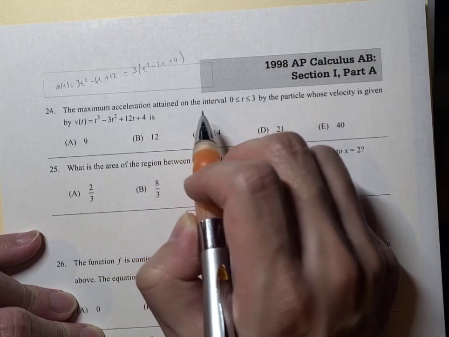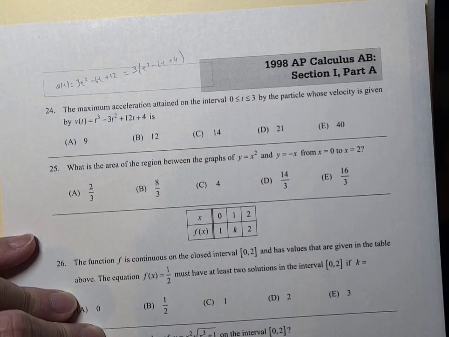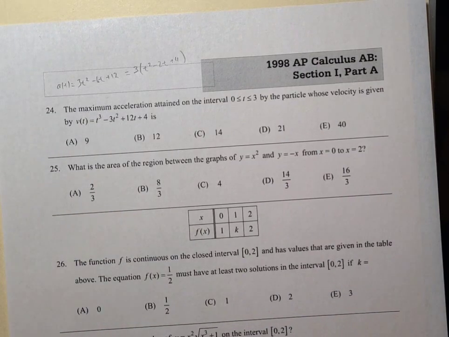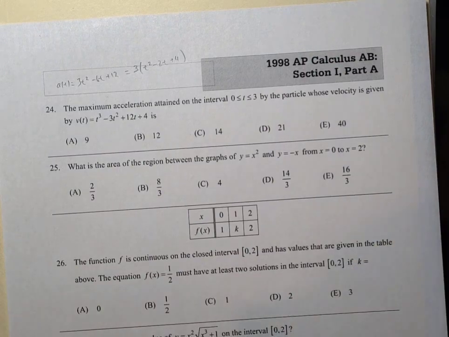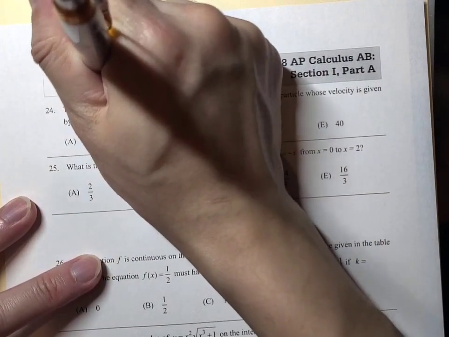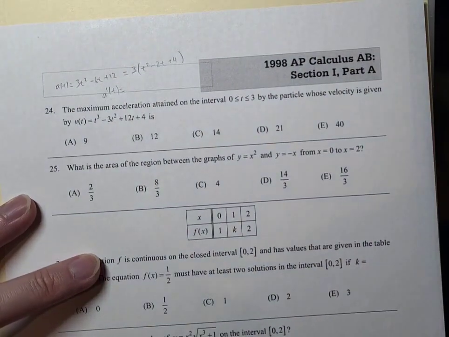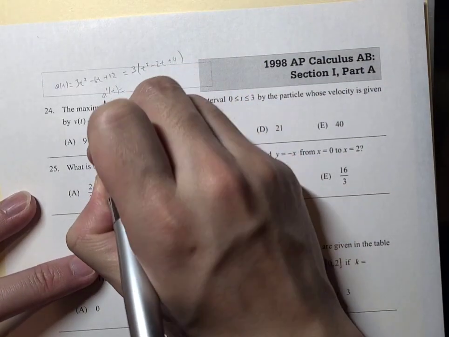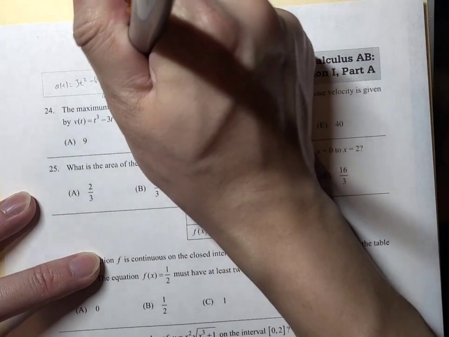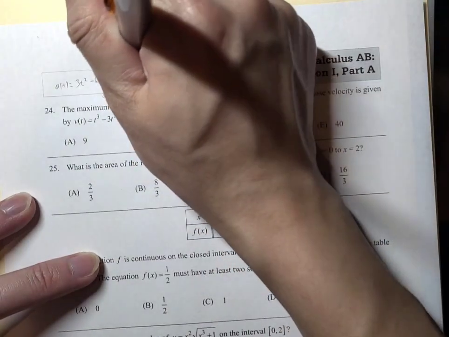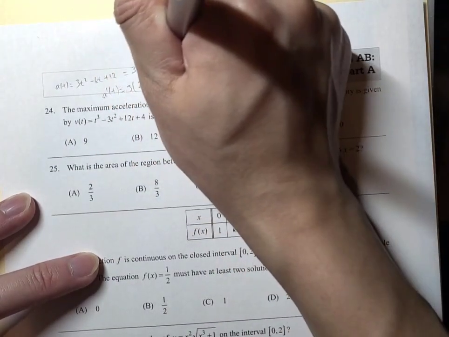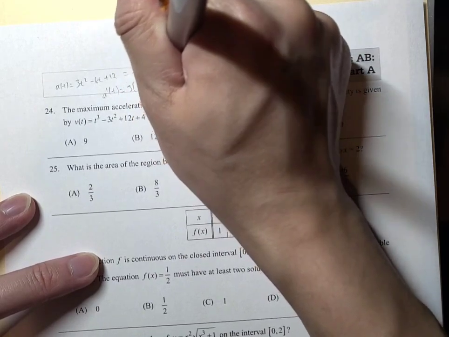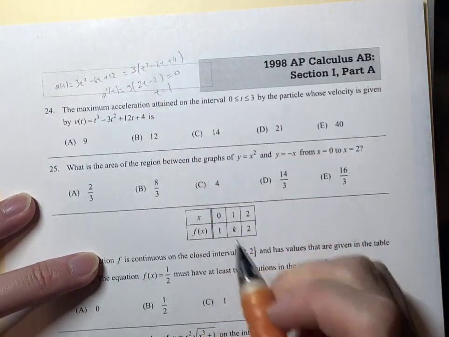The maximum acceleration. Did I write this correct first of all? 3t squared minus 6t plus 12. Yeah, I did it right. So what we want to do is take the derivative of a. So a prime, so we can see when it's decreasing and increasing. A prime is 3, we can leave that constant alone, 2t minus 2. Let's set this equal to 0. So t is equal to 1 is the critical point.